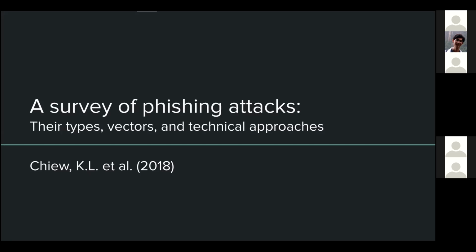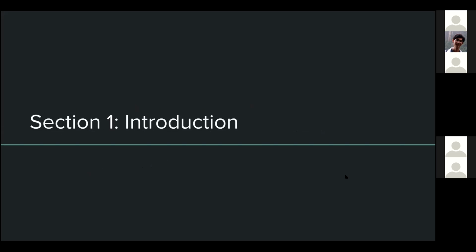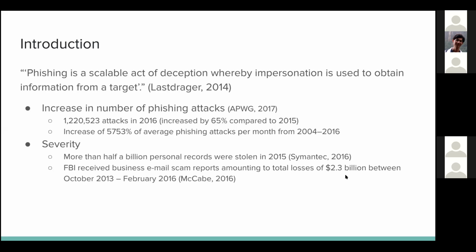So the paper I'm presenting is not very technical. It's a survey of phishing attacks, including the types, vectors, and technical approaches. The first section is the introduction, a basic introduction to phishing. The objective of phishing is to obtain information from a target through deception.